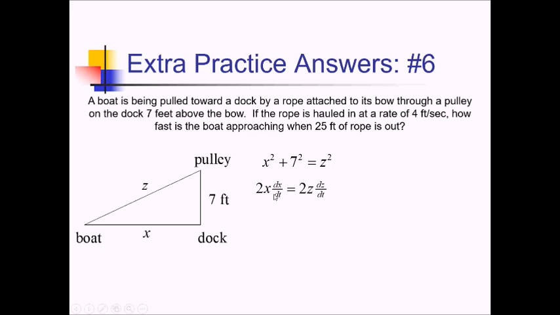So in order to find that, I'm going to go back to my Pythagorean theorem. I know that at this point in time, the hypotenuse of my triangle, this z value, this rope, is 25 feet. So I'm going to write x squared plus 7 squared equals 25 squared.